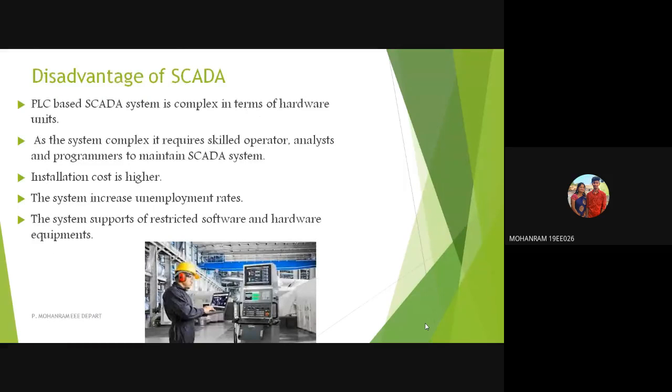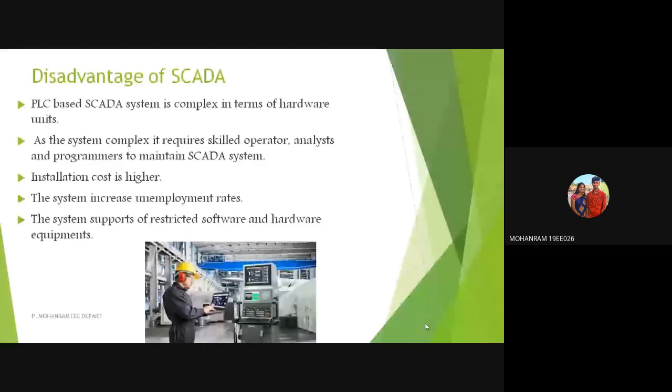And next, disadvantages. The hardware of SCADA is complex, and the complexity can be handled only by skilled laborers, not the uneducated ones. It needs skilled laborers, operators, analysts, and programmers. Mainly programmers are needed so that the PLC can be programmed according to the process.